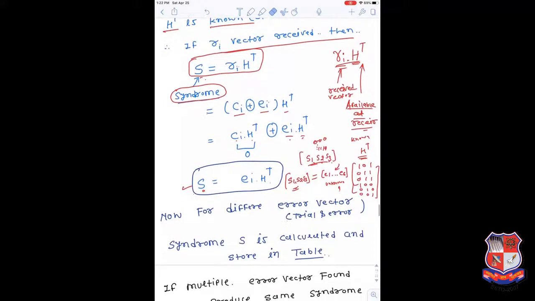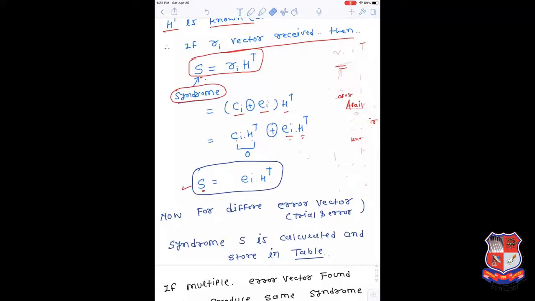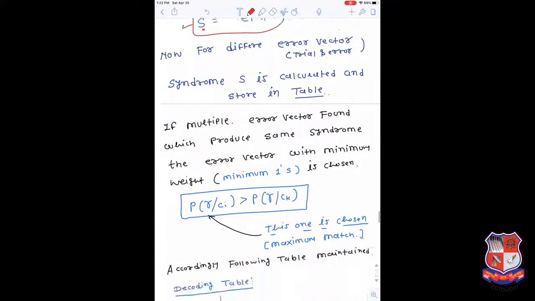So now here we are getting S, known as a syndrome, which is a variable to store some values which can be obtained by multiplying EI into HT, where EI is the vector and HT is a matrix. Now this portion we elaborate further.